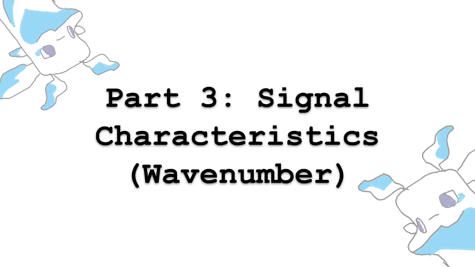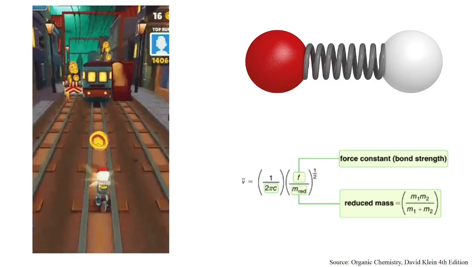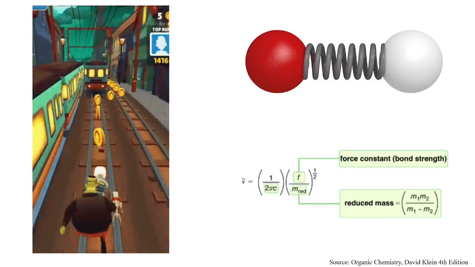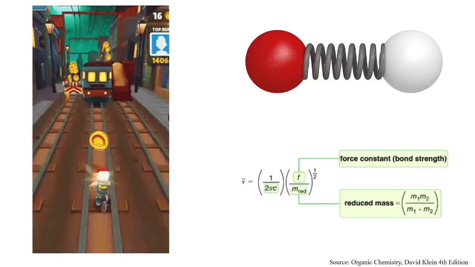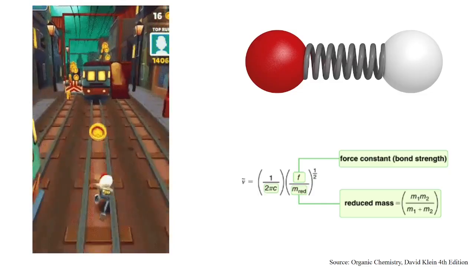Okay, so we're going to move on to signal characteristics, and the first one we're going to talk about is the wave number. Wave numbers are dependent on both the bond strength and the masses of the atoms. This can be visualized if we treat a bond as a spring connected to two weights, as seen in the top right hand corner.